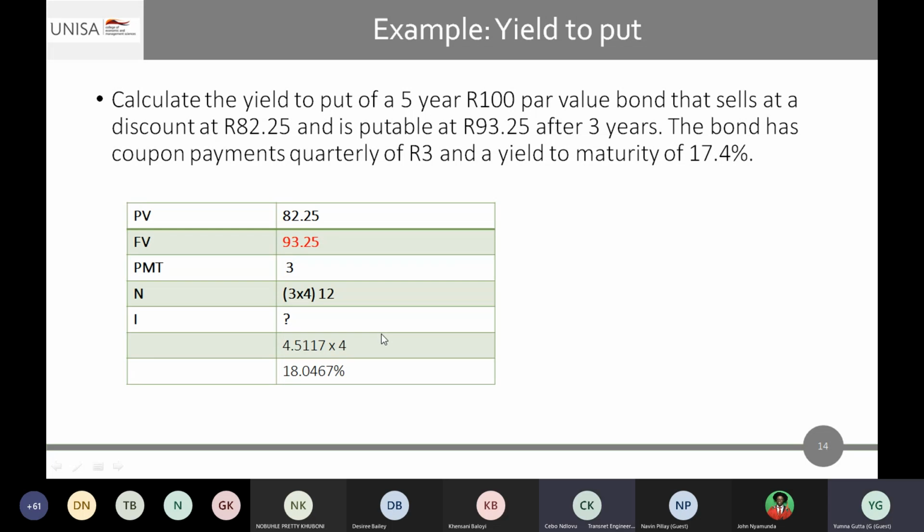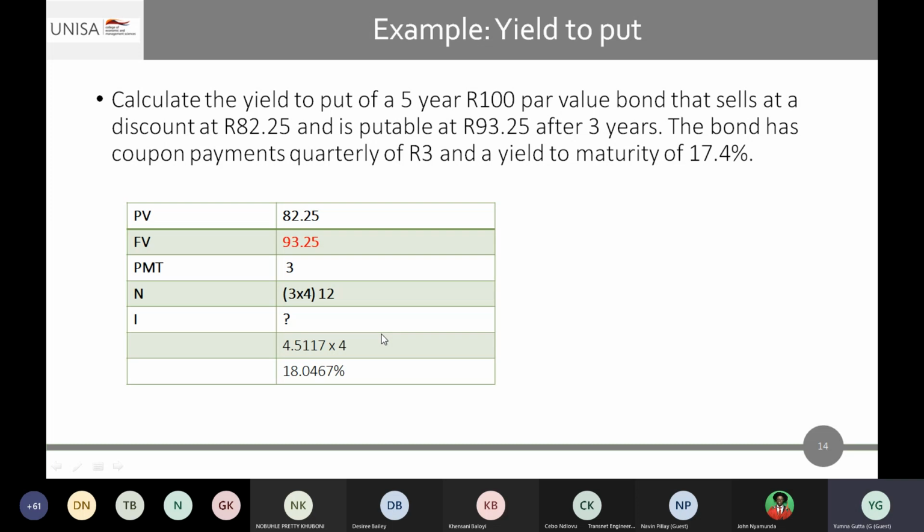Starting from PV, from present value. So you put in PV, you're putting 82 rand 25 cents, and you make it negative, right? And then in your future value, it's 93 rand 25. So in the future, that's what you're going to get after 3 years. So we put 93 rand 25.